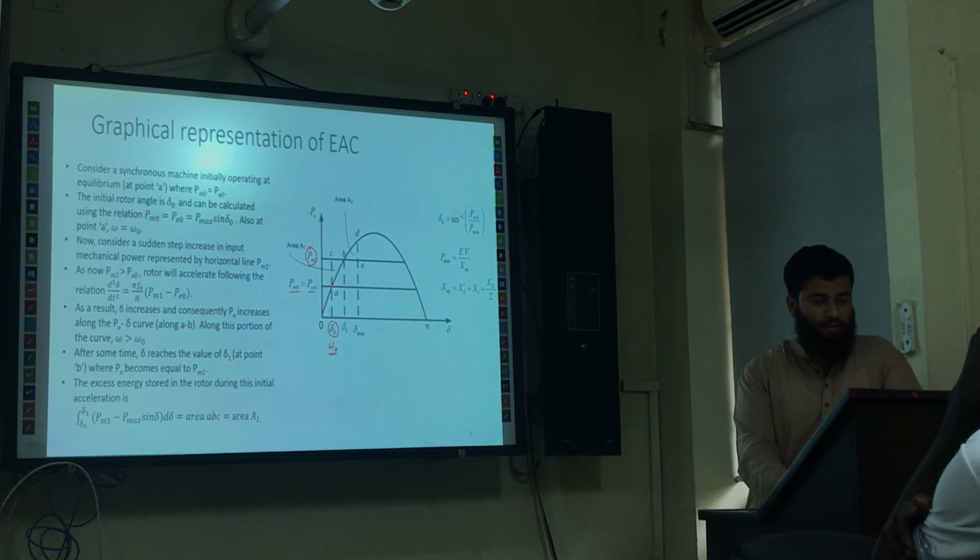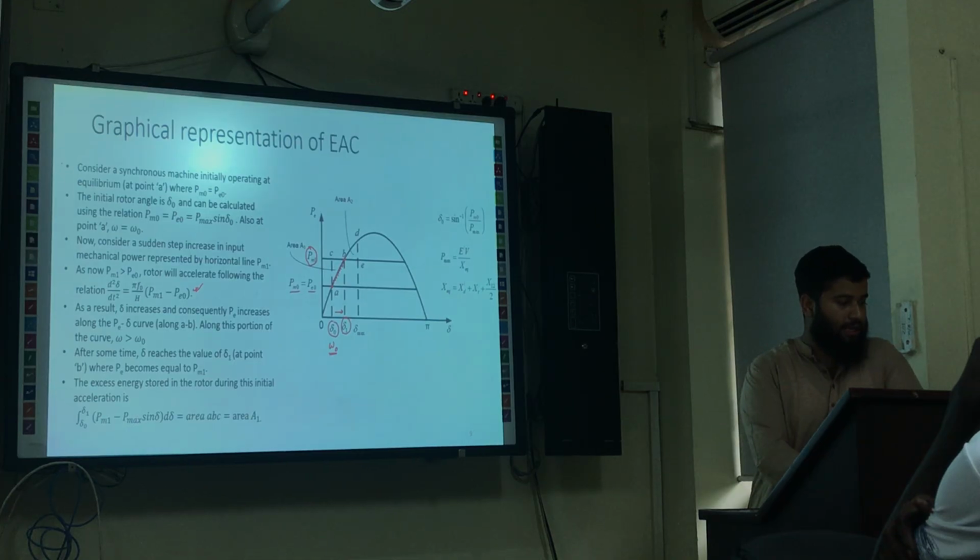Now PM1 is here. So due to this swing equation, the rotor will accelerate, meaning the delta value increases. The delta will increase on the right hand side. If delta increases, P also increases following this path. And whenever delta comes to this point, that is delta 1, at that time P is equal to PM1. That means the system will again come back to the steady state. Okay. This is the scenario that has been described in these points.